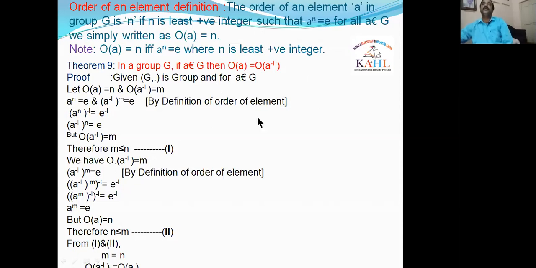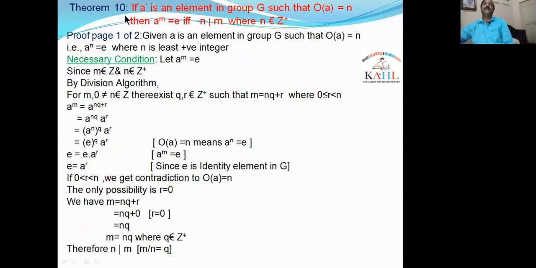Now we go to the next theorem. What is that? Theorem number 10. If A is an element in a group G such that order of A is equal to n, then a^m is equal to E if and only if n divides m. N divides m means m is divided by n with remainder zero, where n belongs to Z plus. Here n is also a positive integer.